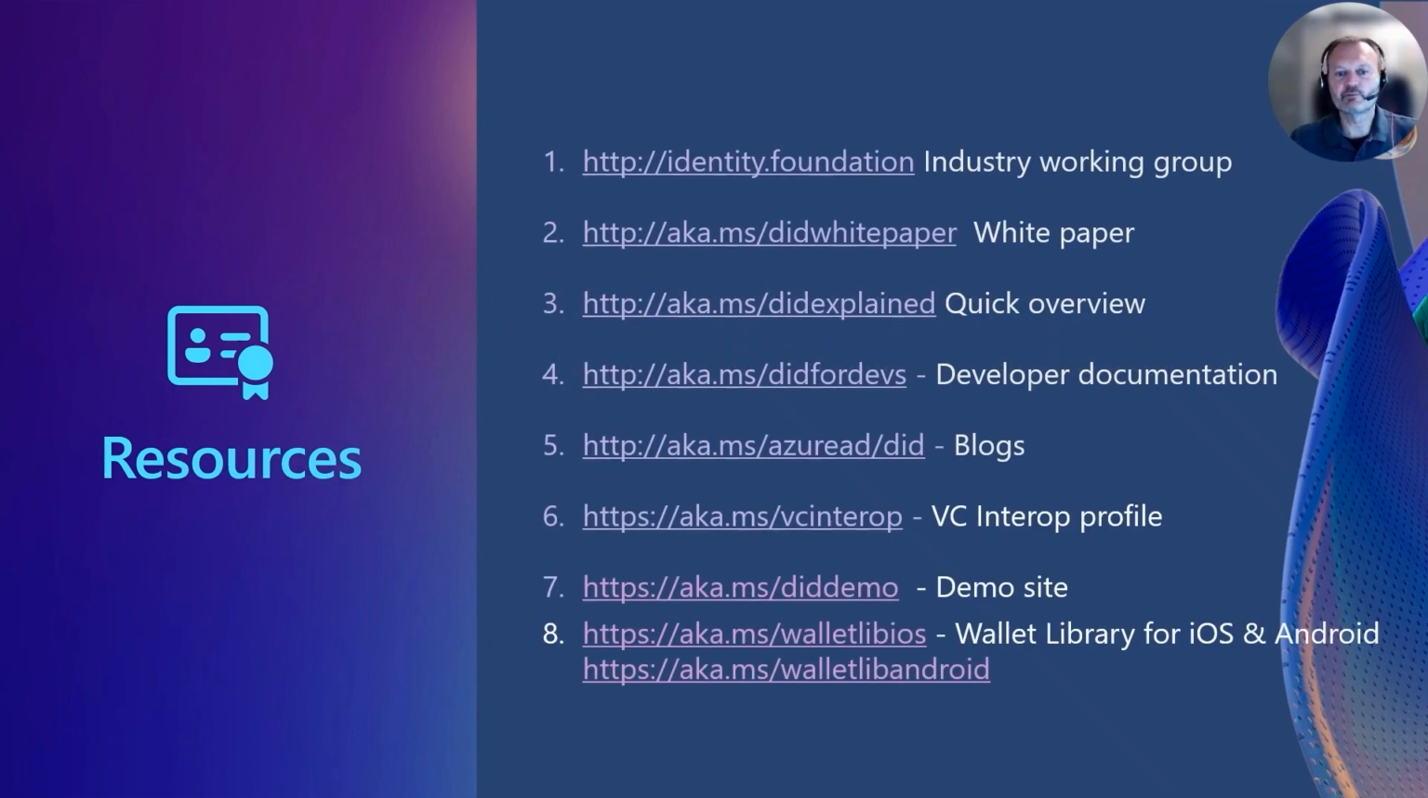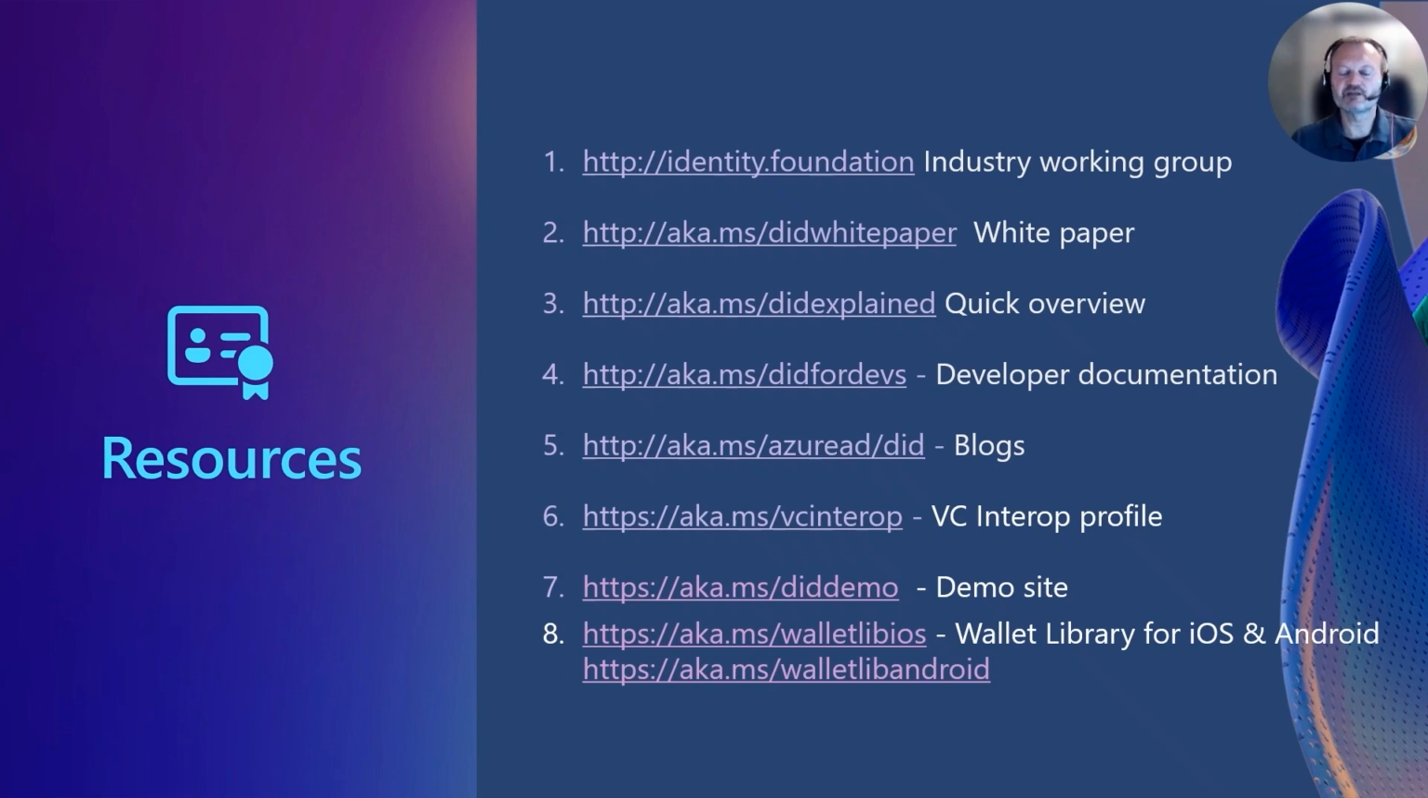Resources available. Here we have a list of 8. I'll highlight a few. If you want to go and see the developer documentation, how do I start with this? Number 4 is for you, aka.ms did for devs. It will take you to the public documentation where you can read all about how to get started with this. If you just want to test it using the authenticator with an existing app ready to go, number 7 is for you, aka MS did demo.